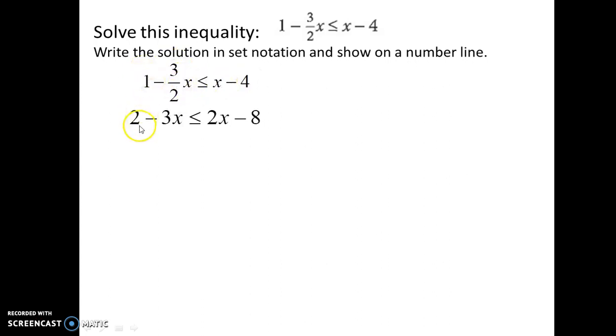When you multiply this by 2, you get 2. When you multiply this by 2, the 2 cancels in the denominator, and we're just left with negative 3x. Multiply this by 2, 2x. And this by 2, negative 8.